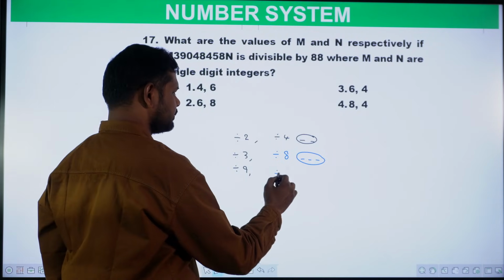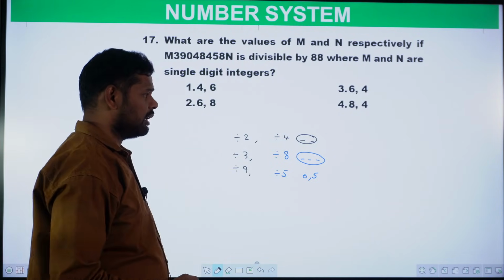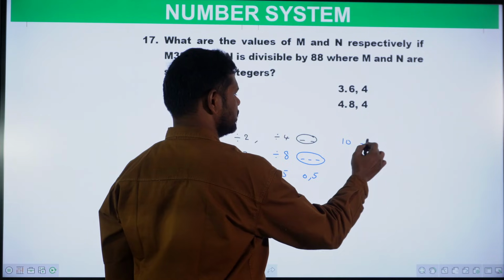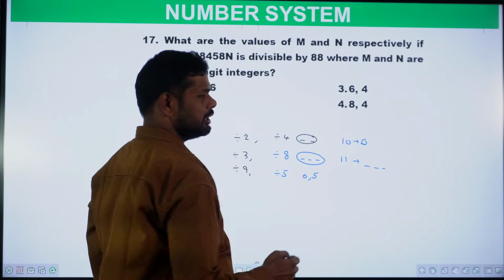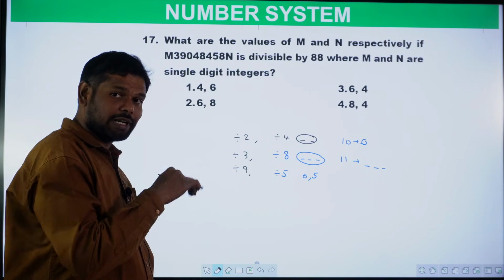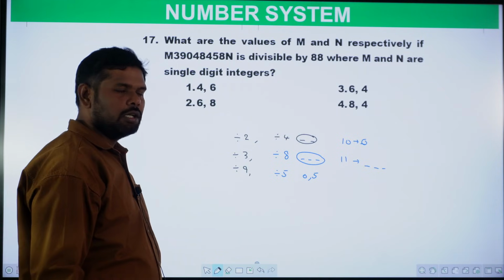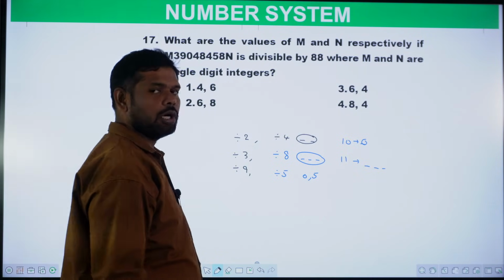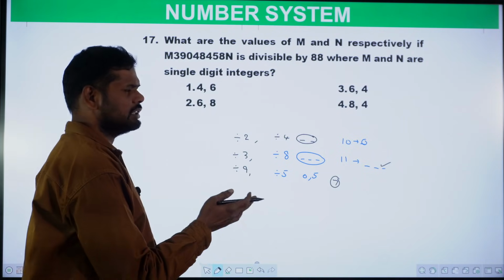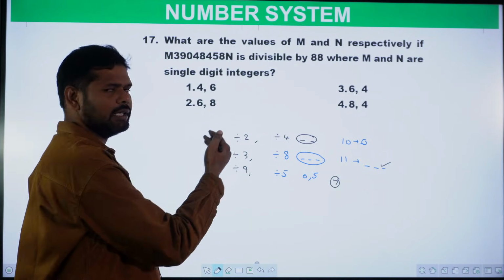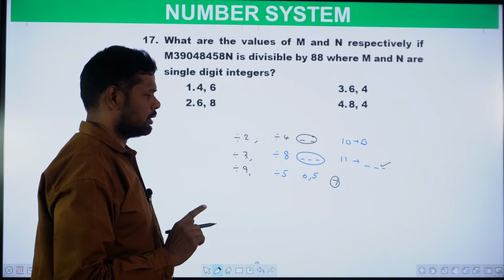Divisibility by 5 means the last digit is either 0 or 5. Divisibility by 10 means the last digit must be 0 only. Divisibility by 11 means the difference between the sum of odd positions and the sum of even positions is either 0 or a multiple of 11. For 7 there are rules, but instead of learning them, just divide normally by 7 and see whether it is divisible or not.